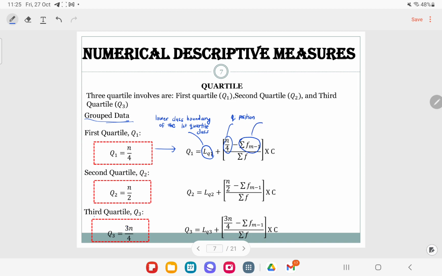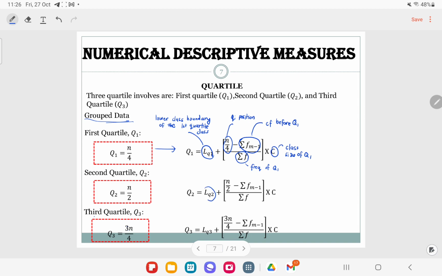Summation of Fm minus 1 is the cumulative frequency before the first quartile class. Summation of F is the frequency of the first quartile class, and C will be the class size of the first quartile class. Same goes with the second quartile. Quite similar to the median formula.